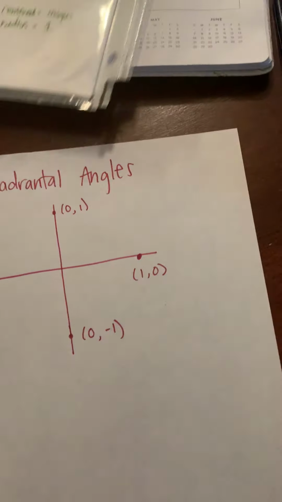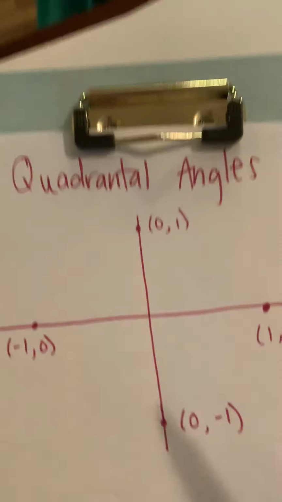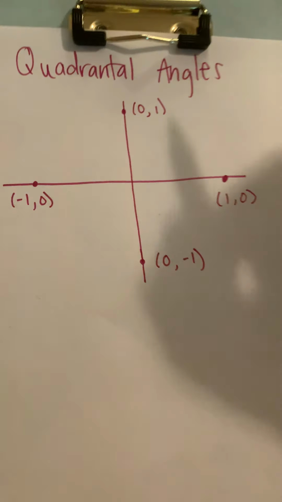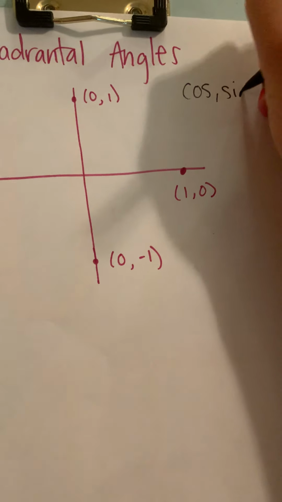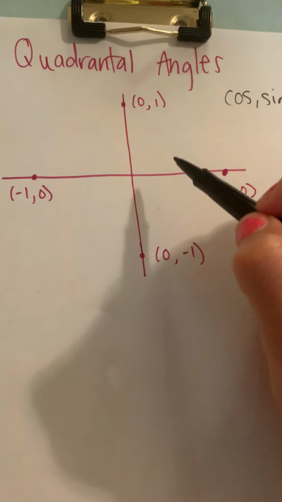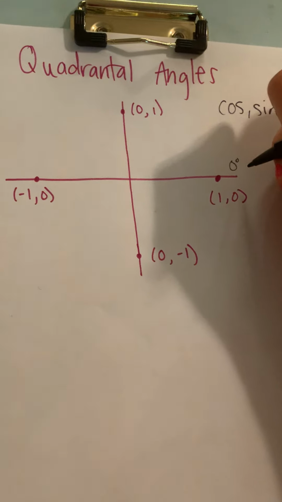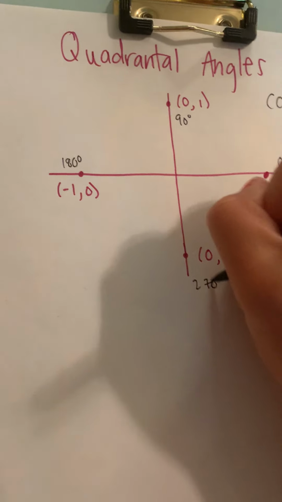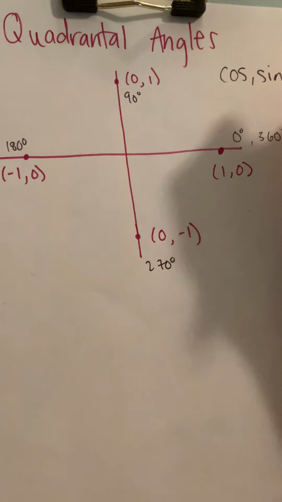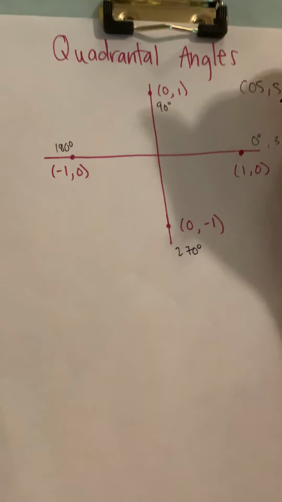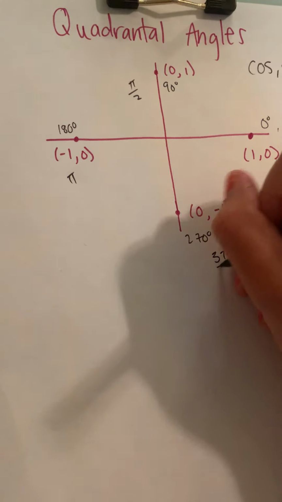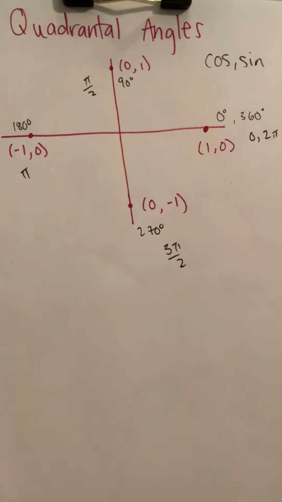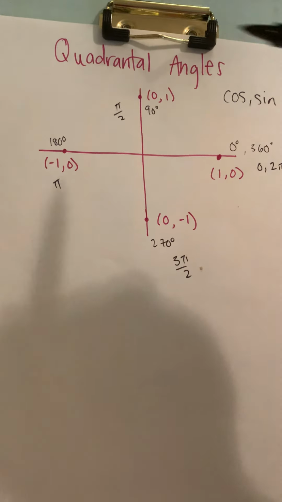So the quadrantal angles, those are the angles that are actually on the axes, right? And remember that it's cosine, comma, sine. And this is 0 degrees, then 90 degrees, 180 degrees, 270 degrees, then also 360 degrees when we come all the way around. And then in radians, this is 0, pi over 2, pi, 3 pi over 2, and 2 pi. So we have all the values now, okay?